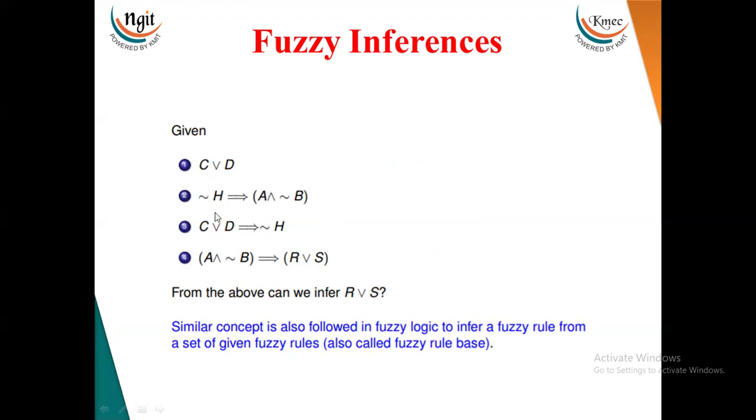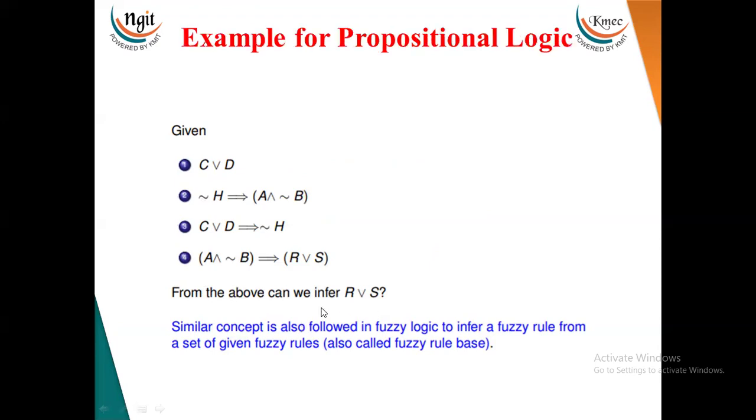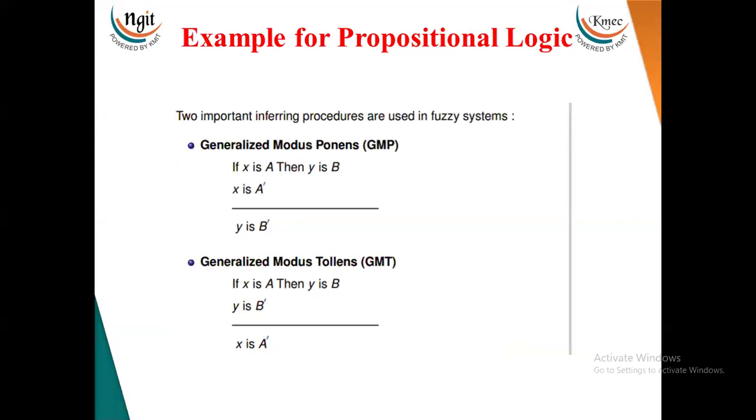You have this one, negation of H implies A and negation B. So these are the predicates where you have. So from the above, how can we calculate R union, how do you infer this? This can be done using modus ponens, modus tollens. Okay.